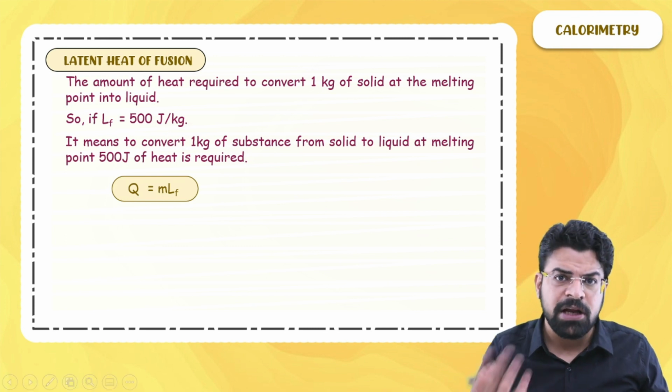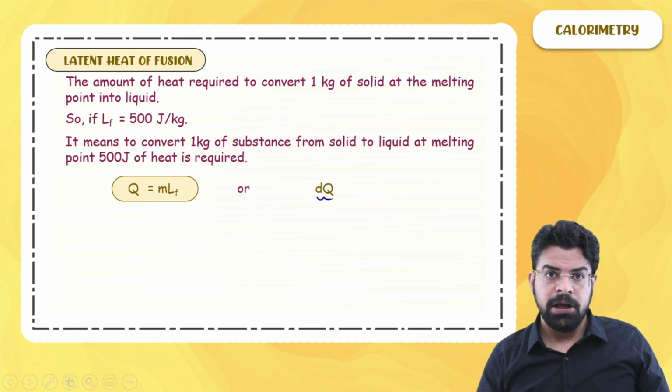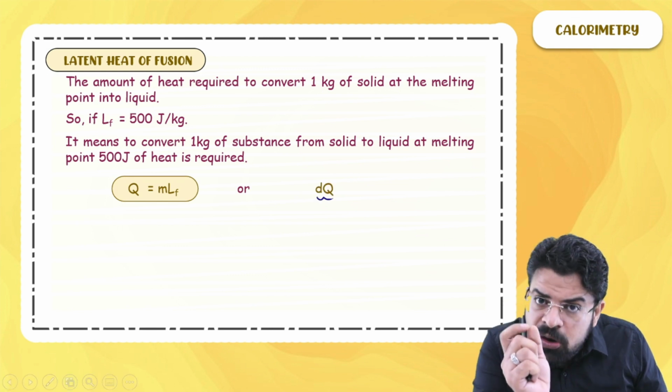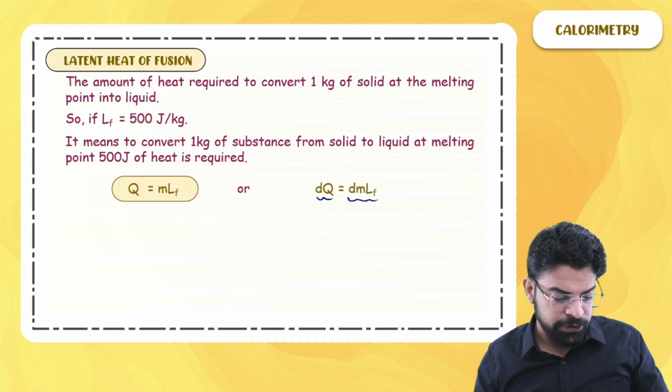In the differential format, you can write the infinitely small heat given, dQ, equals the infinitely small mass converted from solid into liquid, dm, times the latent heat of fusion. Okay.